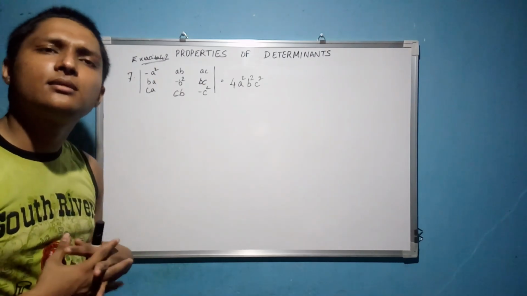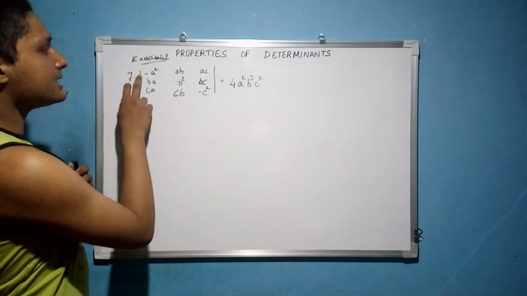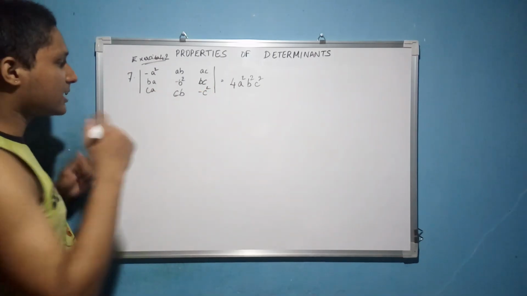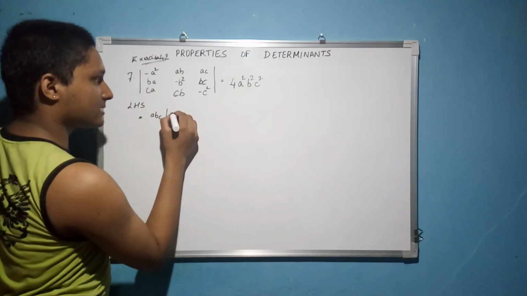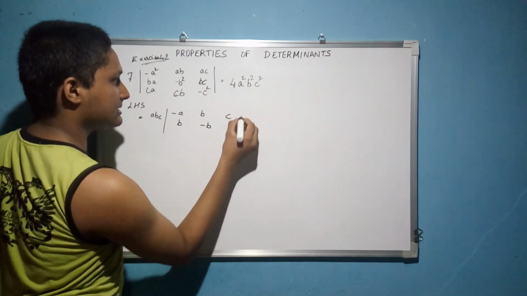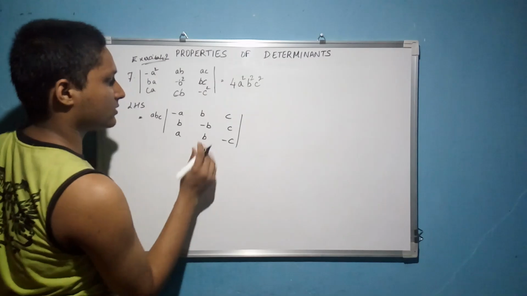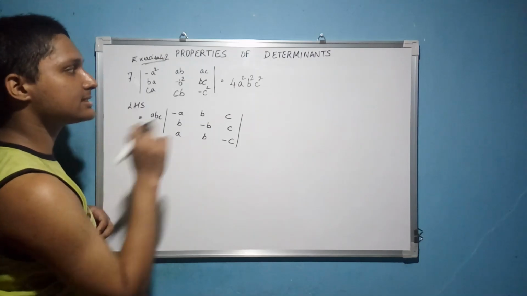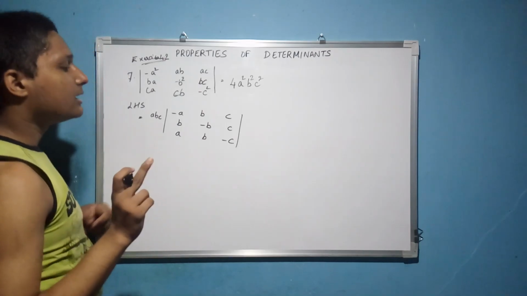First of all, we can take out some terms. Here you can see that a is common in the first row, b is common in the second row, and c is common in the third row. So I'm going to take a, b, c outside. This is the LHS, right? I'm taking a, b, c outside. This comes to be minus a, b, c; this is b, this is minus b, this is c; and this is a, b, and minus c. This is so similar. So the remaining part is doing something with this 4 and with a, b, c. One more a, b, c we are needing.